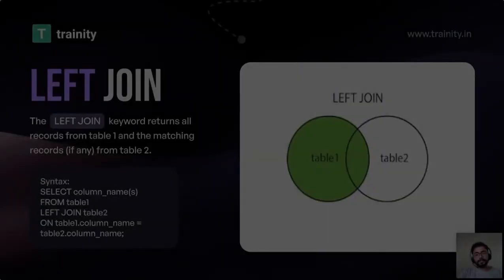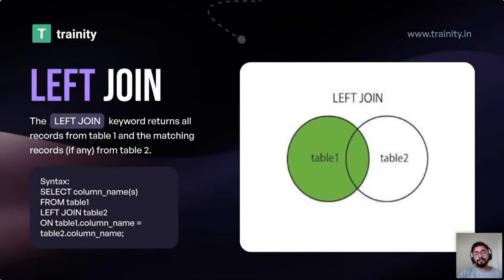The syntax is no change here. So in this case, in place of inner join, you will simply write the left join, and you will find all rows from the left table will be there in the output, irrespective of whether or not it is there in the right table. It doesn't matter. Even if it is not there in the right table, still it will be there in the output.